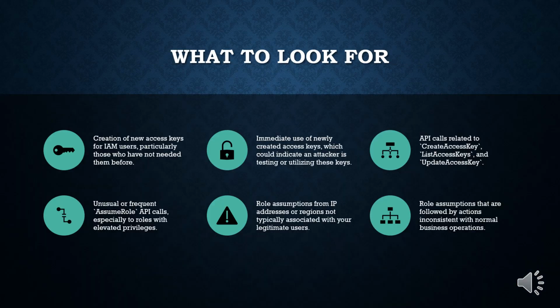What to look for? Creation of new access keys for IAM users, particularly those who have not needed them before. Immediate use of newly created access keys, which would indicate an attacker is testing or utilizing these keys. API calls related to CreateAccessKey, ListAccessKeys, or UpdateAccessKey. Unusual or frequent AssumeRole API calls, especially to roles with elevated privileges. Role assumptions from IP addresses or regions not typically associated with your legitimate users. And role assumptions that are followed by actions inconsistent with normal business operations.